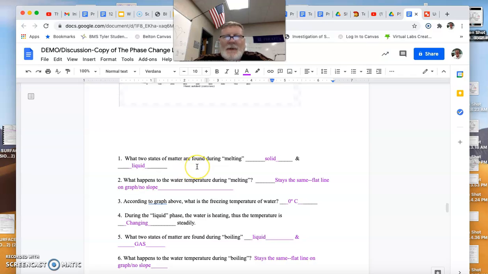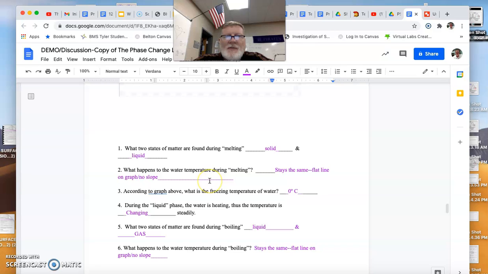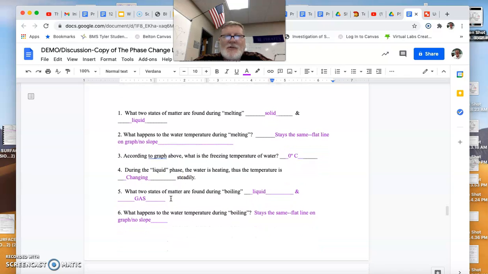What two states of matter are found during melting? Solid and liquid. What happens to the water temperature during melting? It stays the same. It's a flat line on the graph, no slope. According to the graph above, what's the freezing temperature of water? 0 degrees. During the liquid phase, water is heating, thus the temperature is changing steadily.